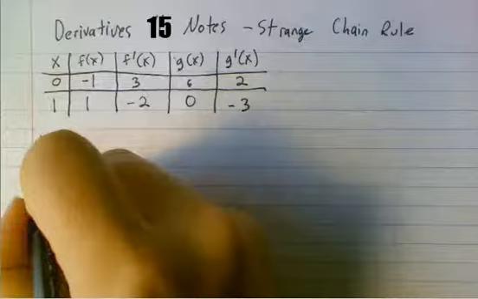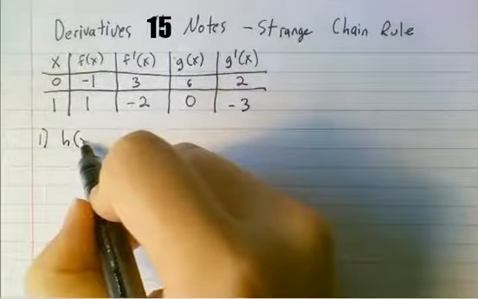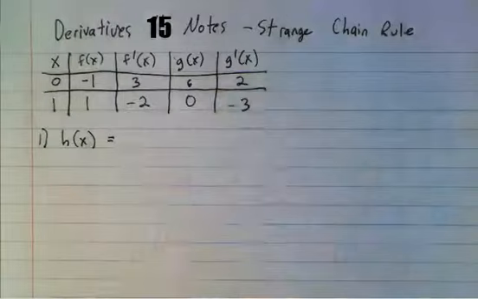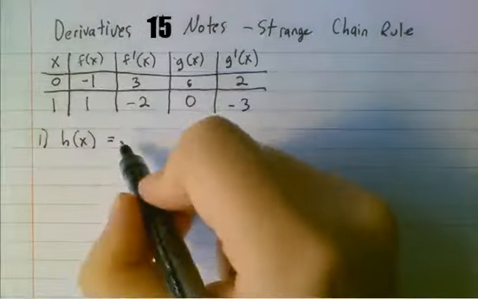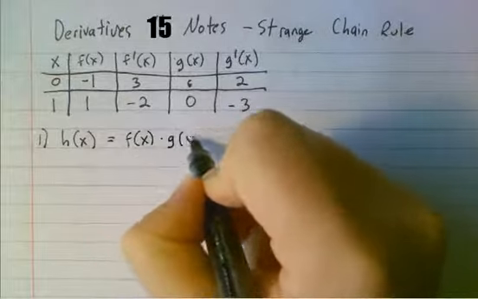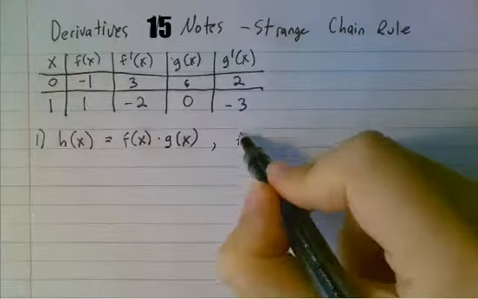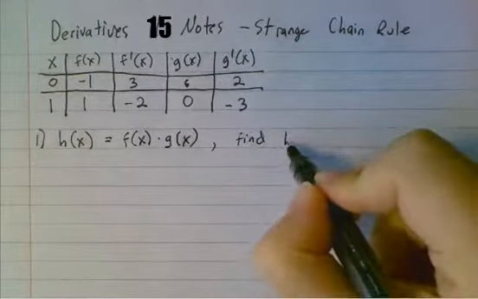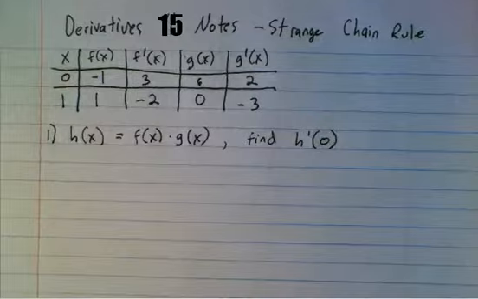So let's look at a problem like this. Let's say that we have some function h of x. And we don't know a whole lot about h of x, but we do know that it's equal to f of x times g of x. We know that about it. And what we want to do is find the derivative of h when x is 0.